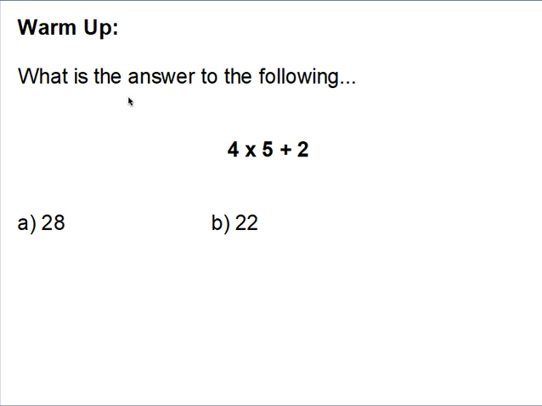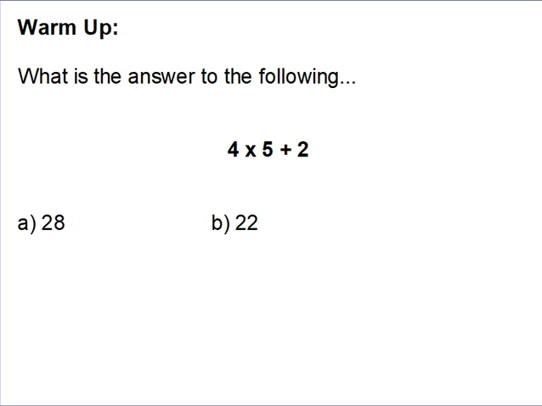Warm up here. What is the answer to the following? We have 4 times 5 plus 2. Right away I can think, which part of this am I doing first? Am I first doing 4 times 5 or am I first doing 5 plus 2? Because that will change the outcome, and both of those outcomes will be 28 and 22. So maybe right now you can pause the video, take some time, and come up with your own answer to that.